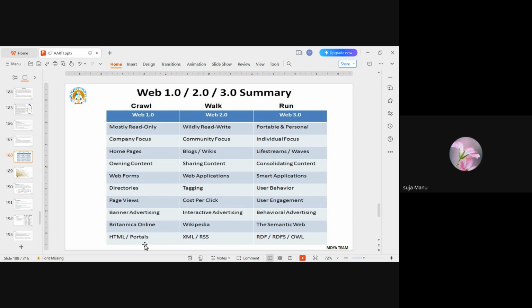This Google Drive and all comes in 3.0, right, ma'am? Google Drive comes in Web 2.0. Cloud-based applications, yes, cloud-based applications come in Web 3.0.